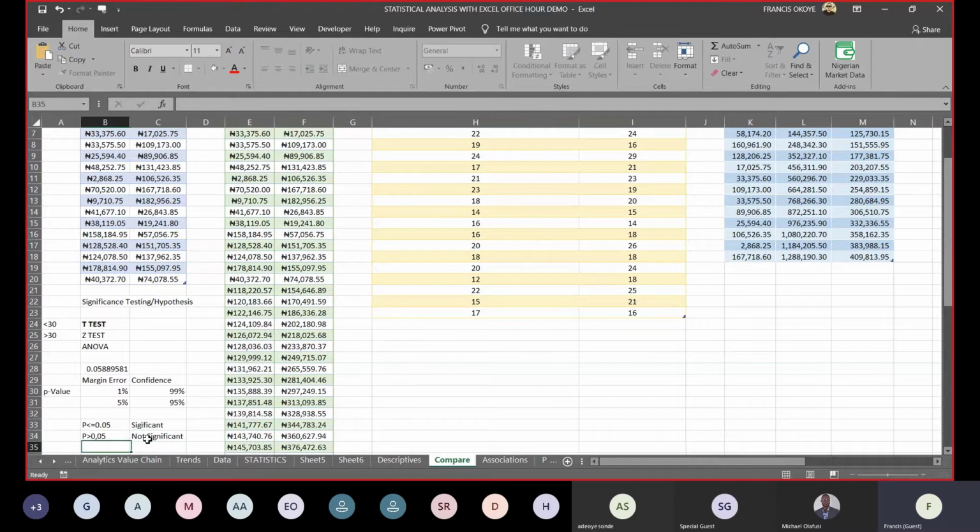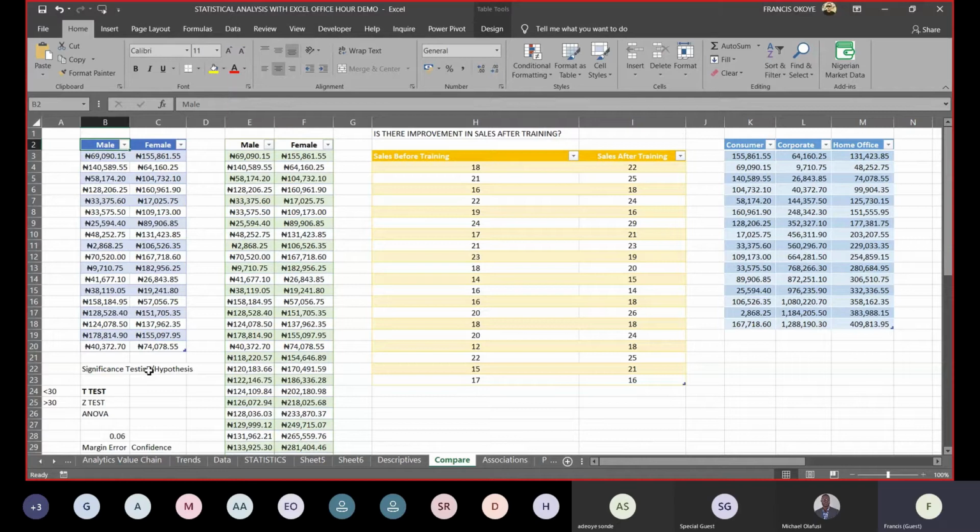So if that's the case, then we have a p-value which we can approximate to about 6%. So we can say that there's no significant difference between them. Or alternatively, we can say that we are 94% confident about the difference. So what we normally do is choose the level of significance, most times 5%, and we now do the comparison.